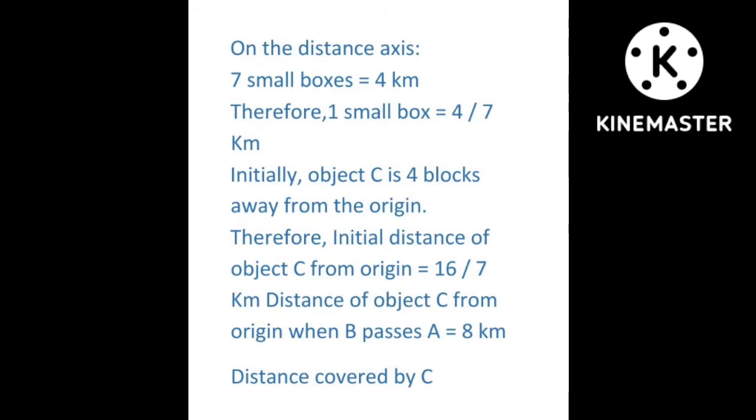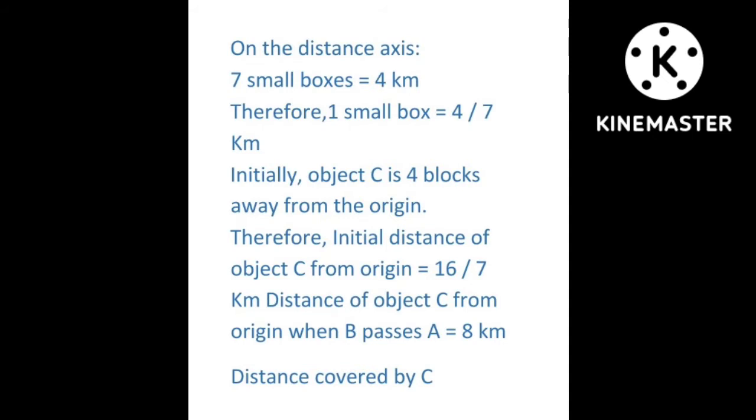When we consider object C, we can see that initially the object was 4 blocks away from the origin. Also we know that each small box is equal to 4 by 7 kilometers. So what will be the initial distance of object C from the origin? That will be equal to 4 into 4 by 7. Right, that will be 16 by 7 kilometers.